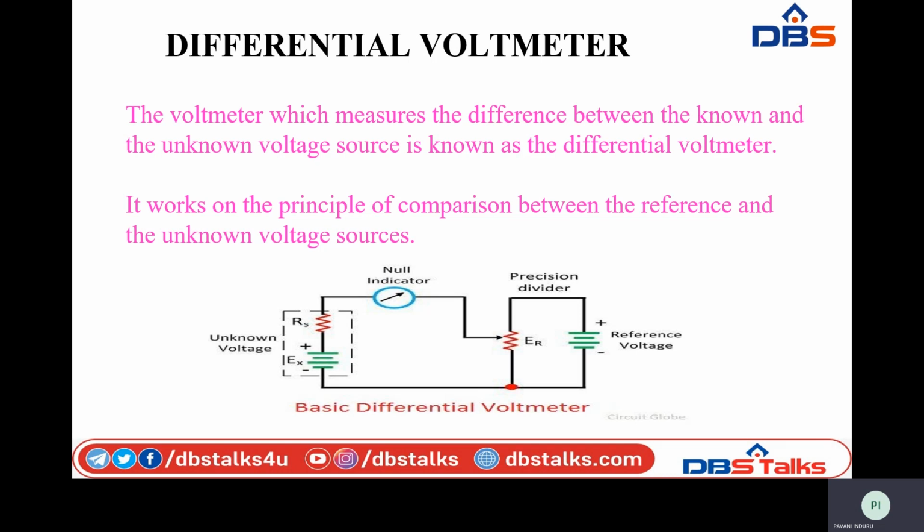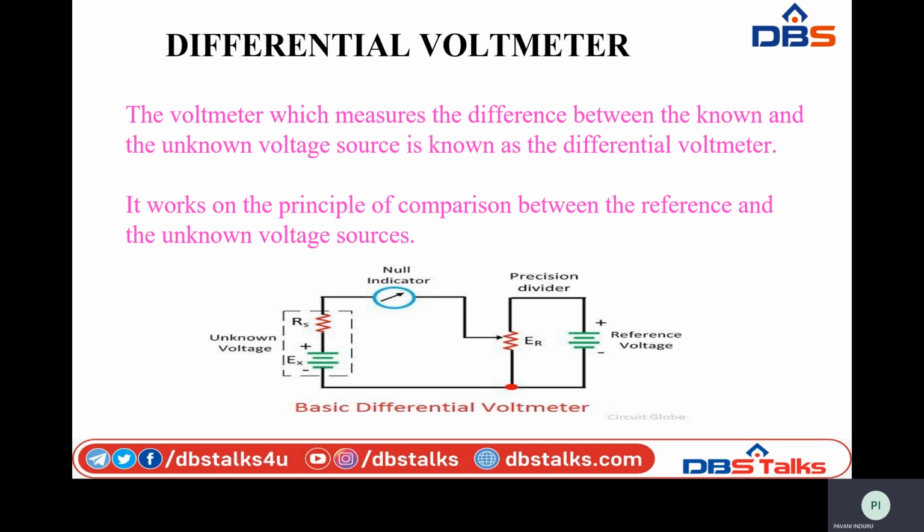This is the circuit diagram of the differential voltmeter. First we connect the unknown voltage, and at the other end we have the known reference voltage along with the potential divider. In the middle we place the null indicator. The reference voltage which we apply is in the range of 1 volt DC if it is DC, and if it is an AC type voltage, we adjust it as per the alternating current. And here the potential divider is adjusted.